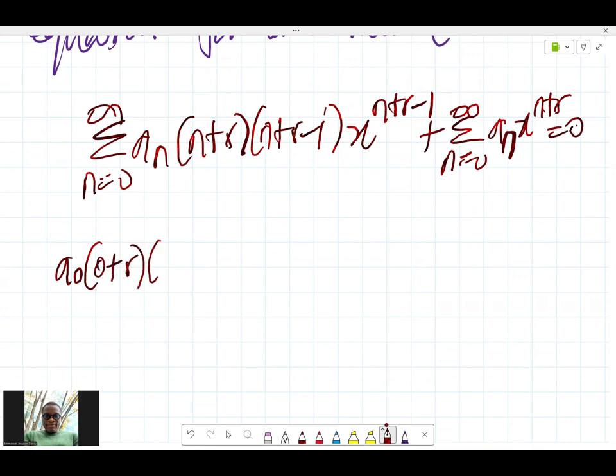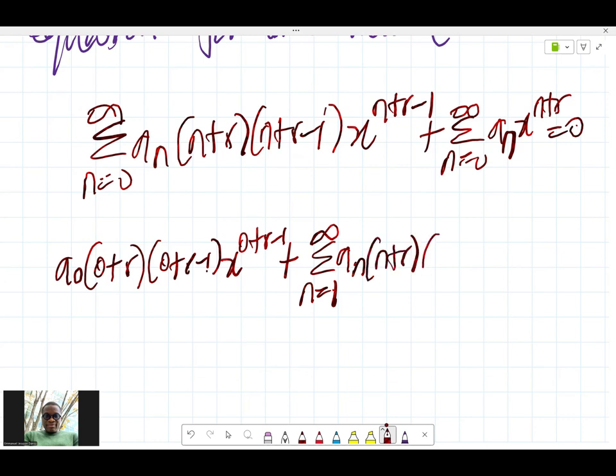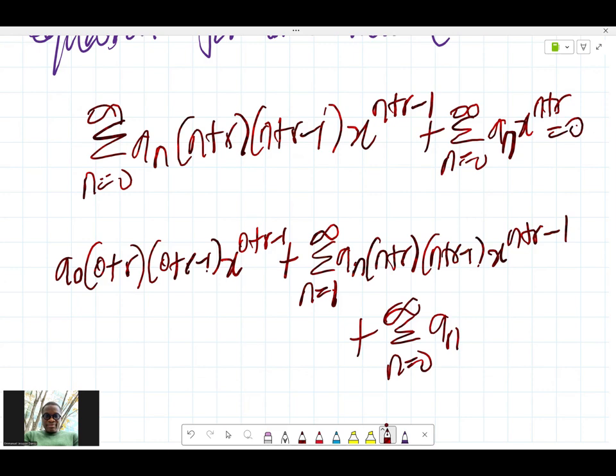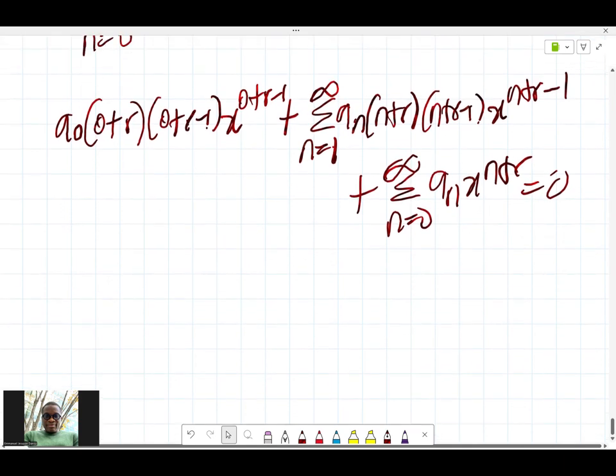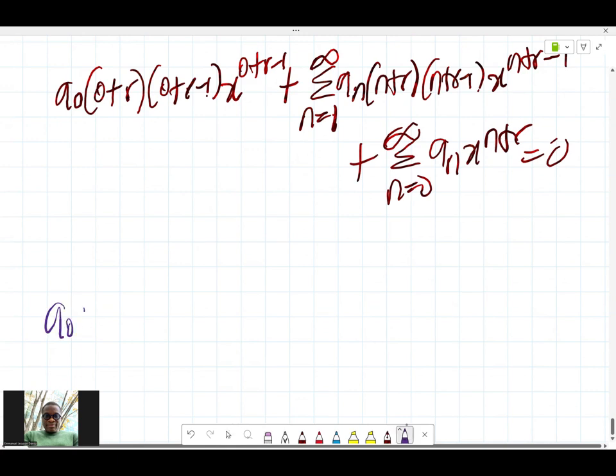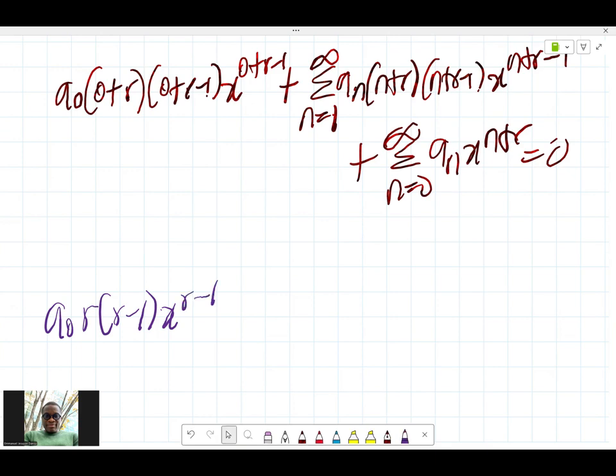times (0 plus r) times (0 plus r minus 1), x raised to power 0 plus r minus 1. Then we continue, plus the summation, and now that we've taken that out, from n equals 1 to infinity of a_n (n plus r)(n plus r minus 1) x raised to power n plus r minus 1. Then I can bring in the other one: the summation from n equals 0 to infinity of a_n x raised to power n plus r, equals 0. We don't have to worry about this one because its power is obviously lower. So on this side we have a_0 r (r minus 1) x raised to power r minus 1. Because it has the lowest power, it's automatically going to give us our initial equation.